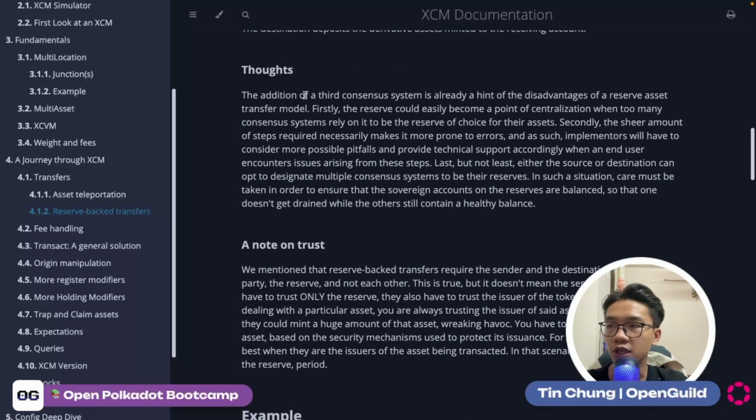So the addition of a third consensus system is already a hint of the disadvantages of a reserve asset transfer model. Firstly, the reserve could easily become a point of centralization when too many consensus systems rely on it to be the reserve of choice for the asset. Imagine you have 1,000 parachains in the Polkadot network, and everyone relies on the Asset Hub or the relay chain for the reserve asset. The Asset Hub is going to become a centralization of assets, since all these reserve transfers happen there.